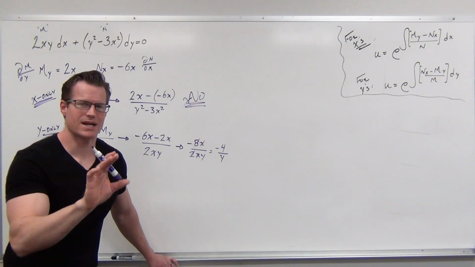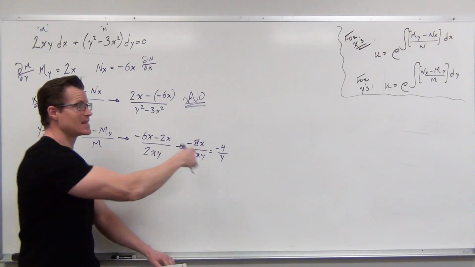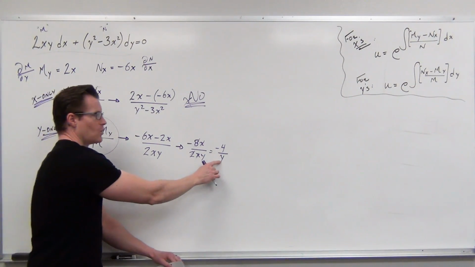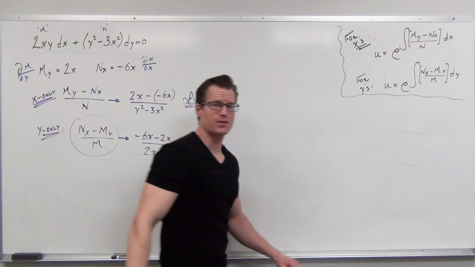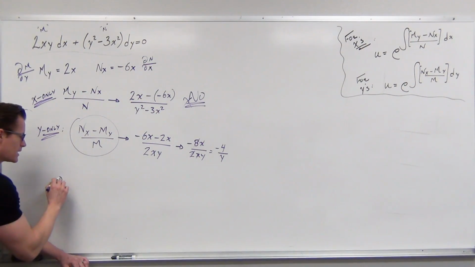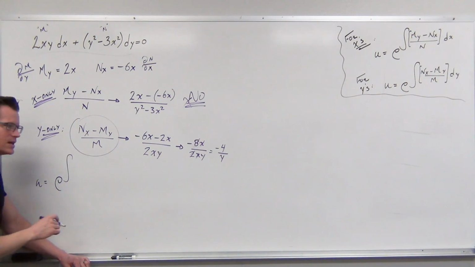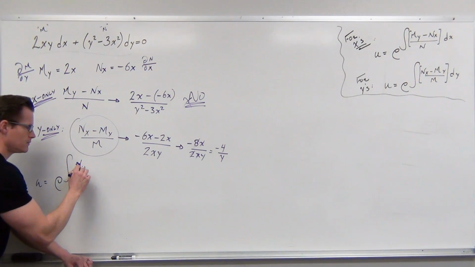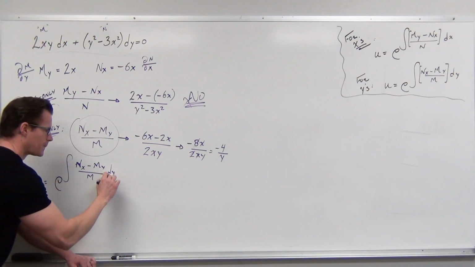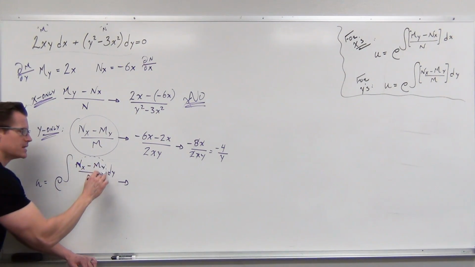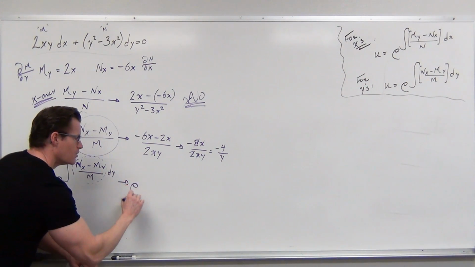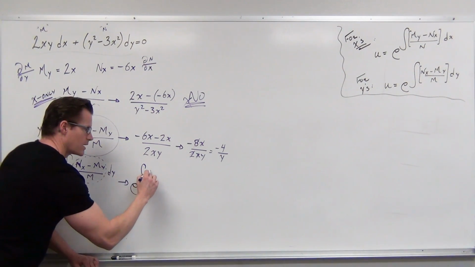What you have to do is say, all right, now that I've determined that there is a function in terms of just y, as a matter of fact, this right here says that's only in y's, I can straight up integrate that. You found the inside of that integral. So what we know is that if our u is e to the integral of the derivative of n with respect to x minus the derivative of m with respect to y, all over m, dy, you've now found this piece. That piece right there is negative 4 over y. So this is not your integrating factor, but it gives you the ability to integrate pretty easily.